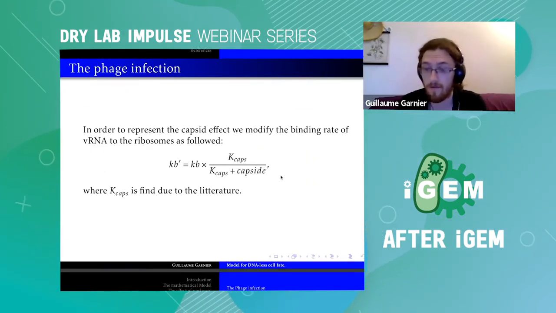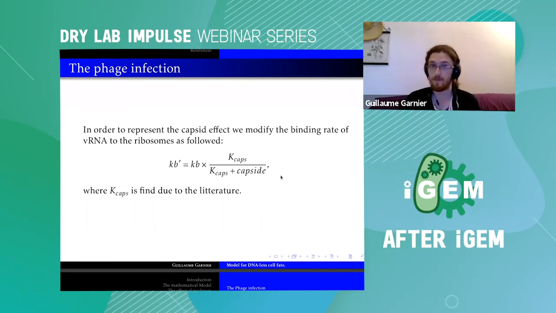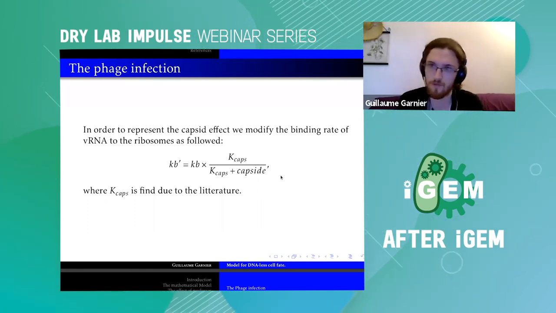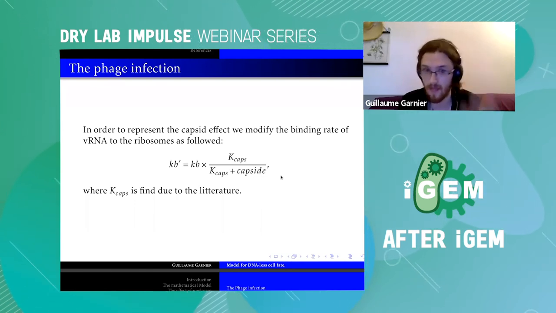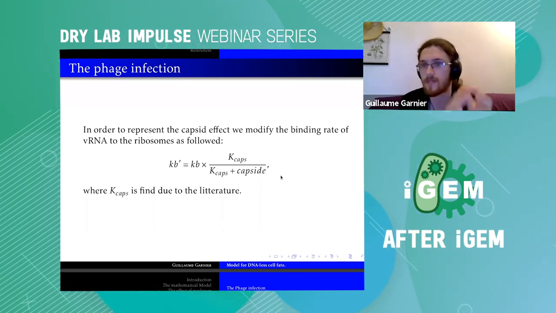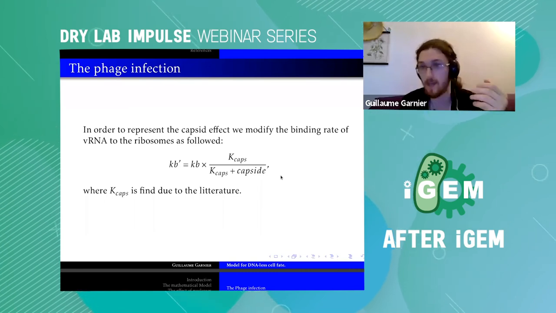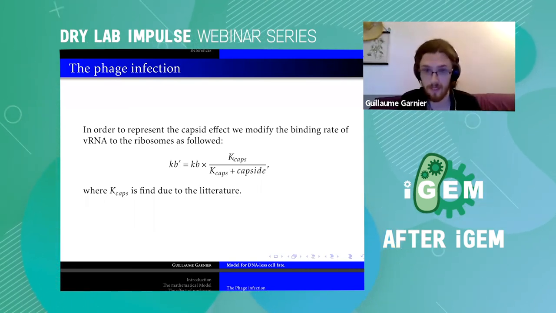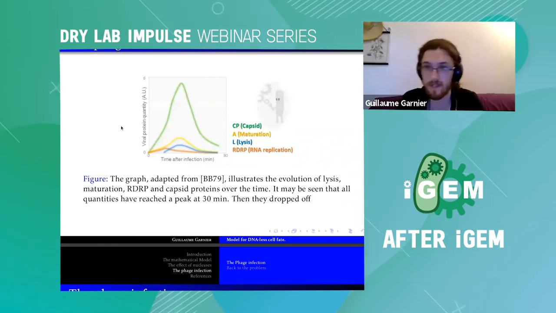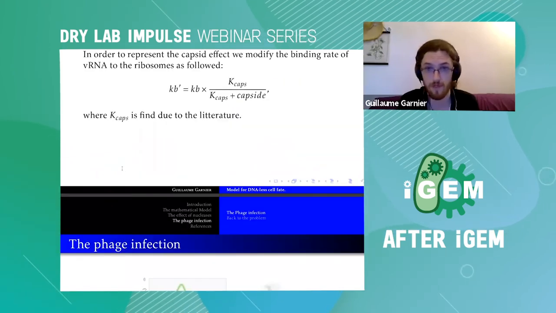Like I said, the viral RNA binds some capsid protein, and the capsid can prevent the viral RNA from being translated by the ribosome. So to express that in our dynamical model, we change the weight which allows the ribosome to link with the viral RNA, and we find in the literature every constant we need. Here you can see some results we used to compute the value of the constant caps.